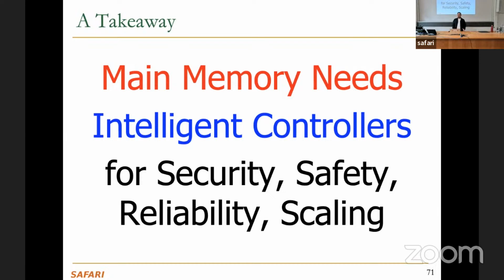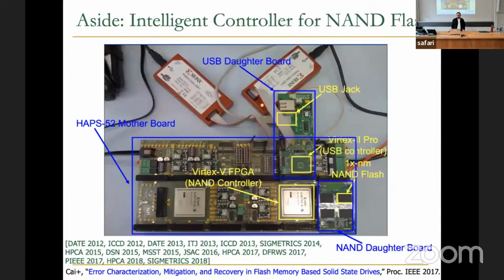A takeaway from our study is that main memory needs intelligent controllers for security, safety, and reliability. And it's not only true for DRAM modules, it's also true for NAND flash devices and other memory technologies as well. Especially in flash, we keep observing lots of bit flips, because it's not a very reliable memory technology by itself.